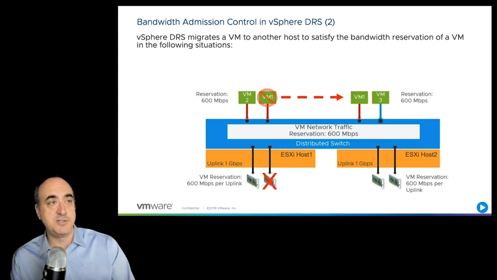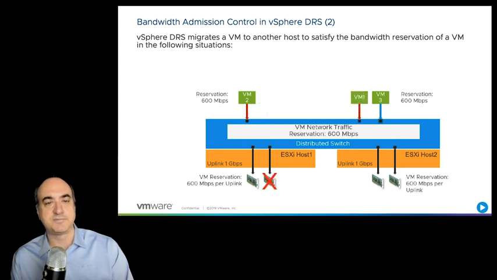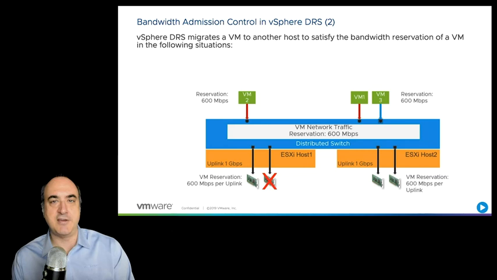Now, bandwidth admission control also comes into play if you lose a network adapter. What if we have 2 network adapters, each with a 600 megabit reservation across the cluster, and one of our network adapters fails? That means the VM that was using that network reservation on that adapter can't run there any longer. So DRS will migrate the VM to the other host, again to fulfill the network reservations. Normally DRS doesn't have to consider networking traffic when it makes its placement decisions unless there's a network reservation, like we have in these 2 considerations.